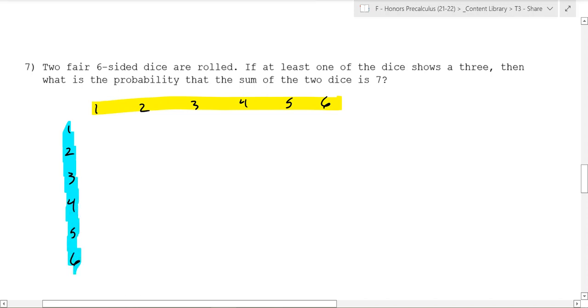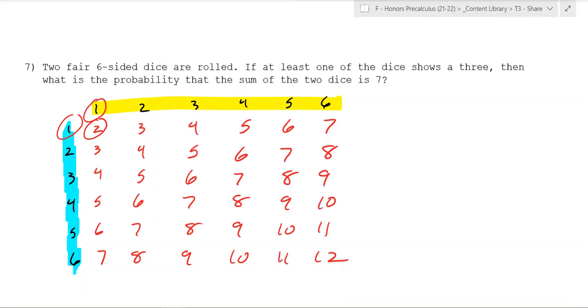So let's fill in what the sum would be. So the sum, if you rolled a 1 and a 1, would be 2, and that's why I filled in that column. So I'm going to fill in the rest now. So I filled this in. So what we need to count is how many ways can you win over the number of ways total.